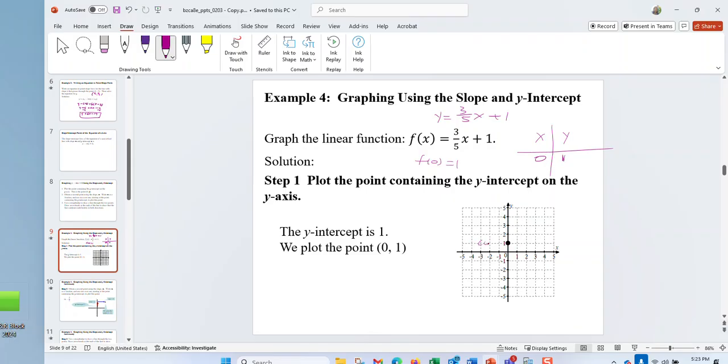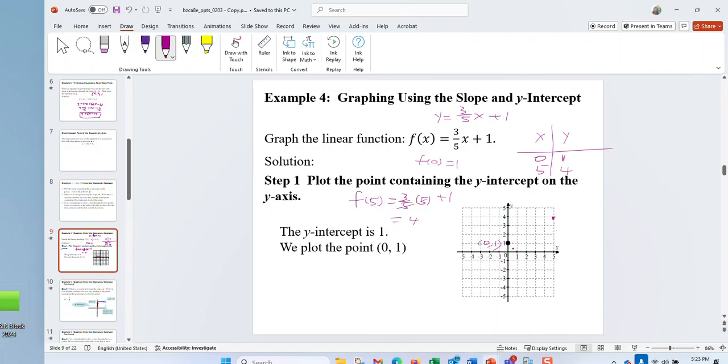So this point is (0, 1). Okay, so I only need one more point. How do I choose the other point? I don't want to choose x equal to 1 because I'm going to have a fraction. So instead of 1, I choose x equal to 5. Look at it. How much is f of 5? That's 3 over 5 times 5 plus 1. The 5 and 5 cancel out, so this will be just equal to 4, right? So when x equals 5, this will be 4. 1, 2, 3, 4, right here.